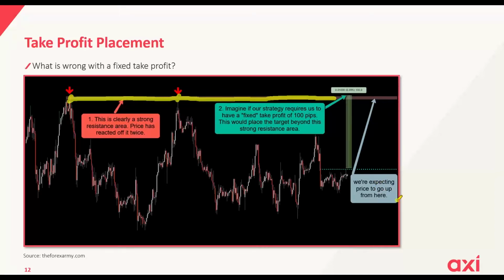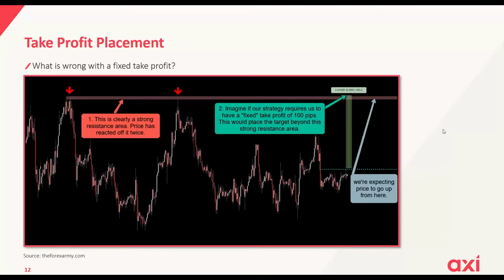And your strategy says we're expecting prices to go up from here. We're expecting it to go all the way up, maybe to hit our take profit. But if our trading strategy tells us that we must use a fixed take profit of 100 pips, what's going to happen is that it places our take profit beyond. And remember, for take profit, we want it before, not beyond. Okay, we want it before and not beyond.